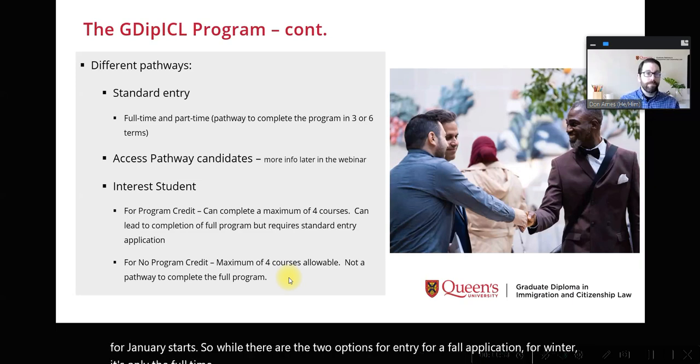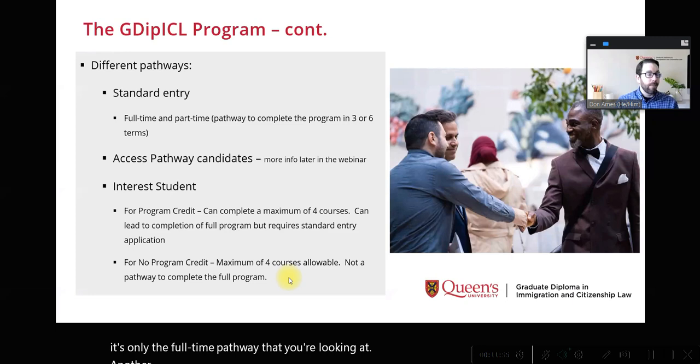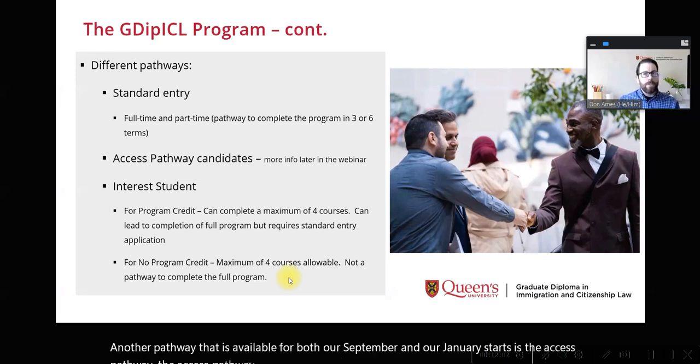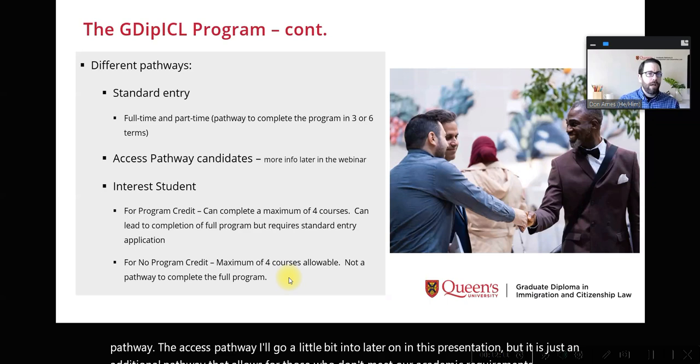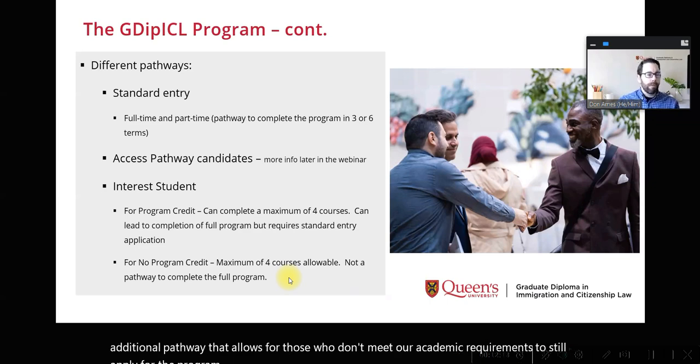Another pathway that is available for both our September and our January starts is the access pathway. The access pathway I'll go a little bit into later on in this presentation, but it is just an additional pathway that allows for those who don't meet our academic requirements to still apply for the program, utilizing their professional experience. So more on that a little bit later.